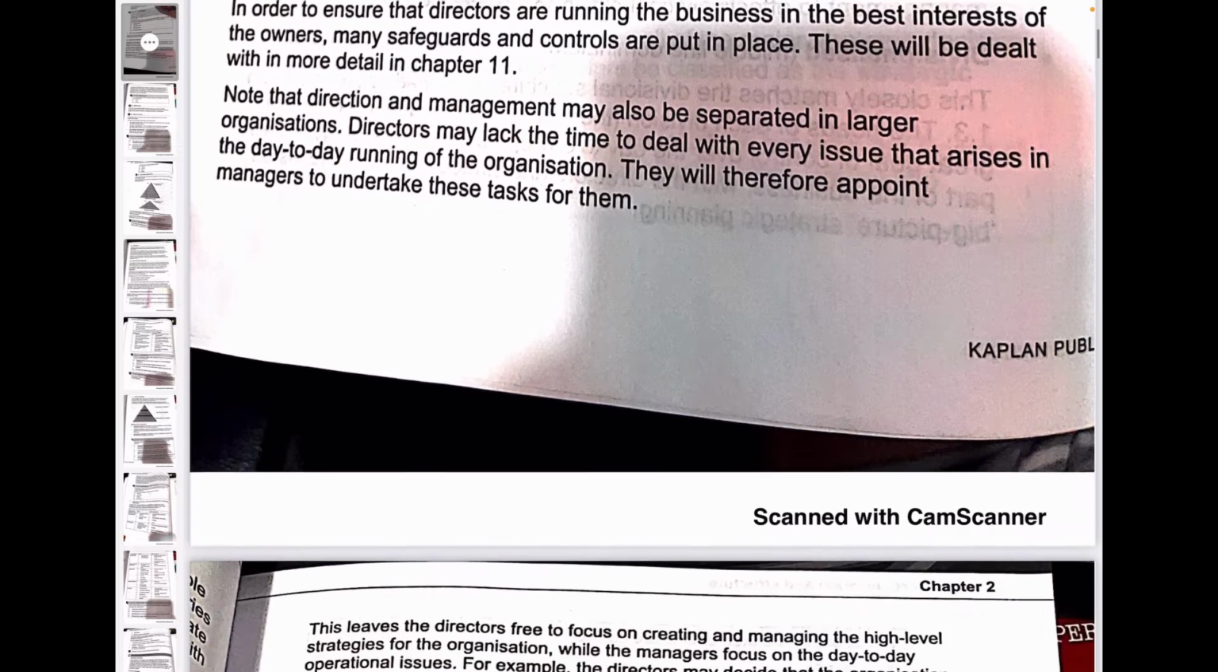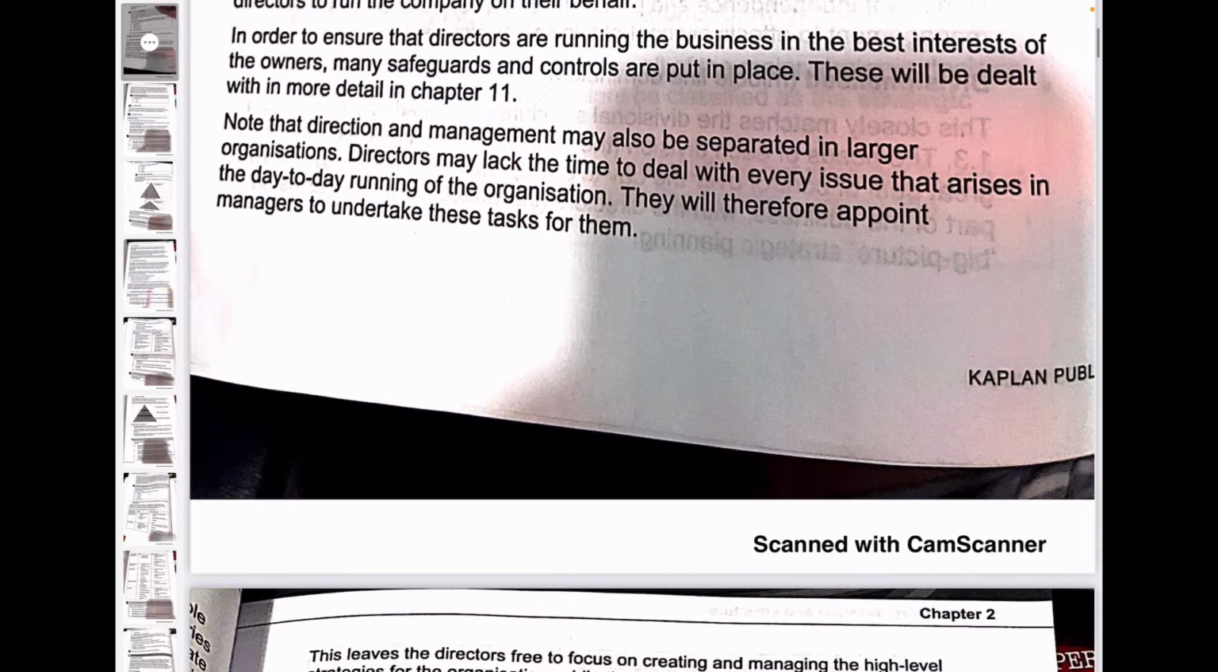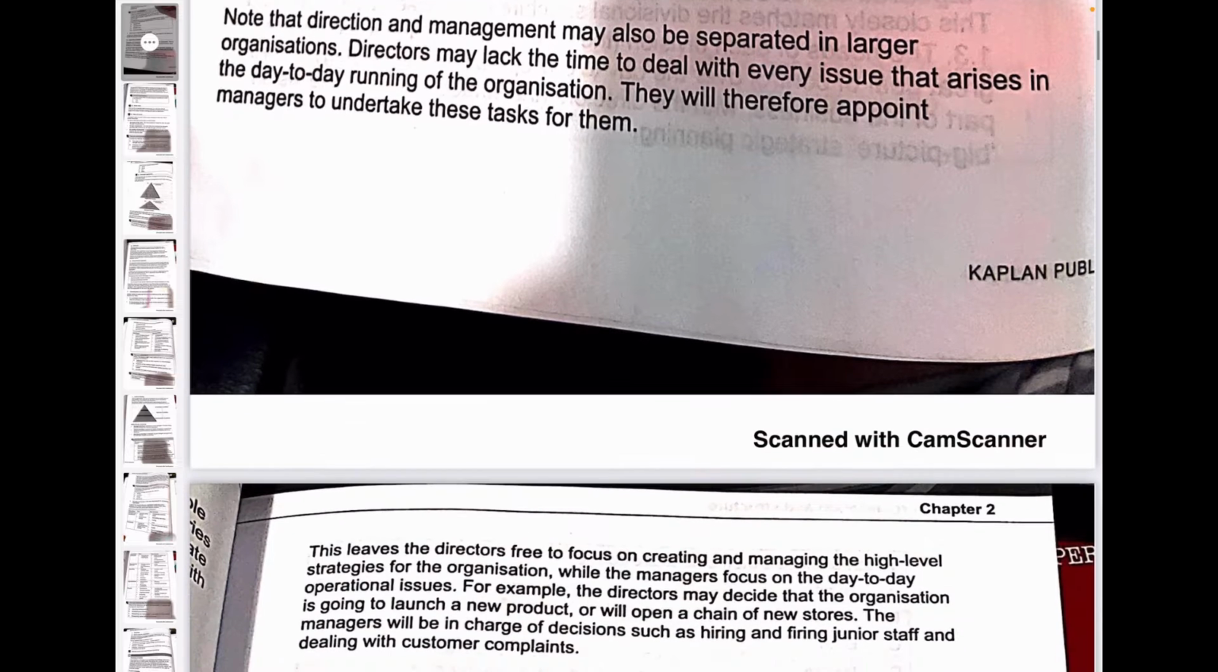So in order to ensure that directors are running the business in the best interests of the owners, many safeguards and controls are obviously put in place. That is another chapter we'll be seeing in the later chapters. Note that the direction and management may also be separated in larger organizations. Directors may lack the time to deal with every issue that arises in the day-to-day running of the organization. So they will therefore appoint managers to undertake these tasks. Directors also are very busy and they might not be able to look at the day-to-day operations. They focus more on the larger issues. So because of that, they appoint managers.